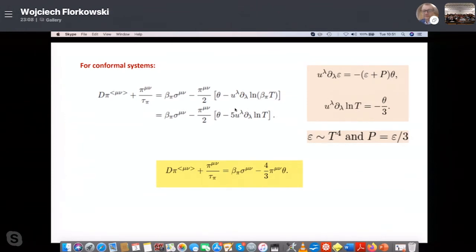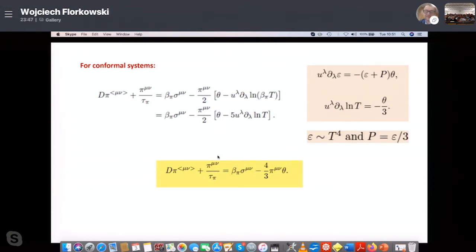What remains are some universal constants which have something to do with the dimension of space-time and so on. So for the conformal system, where the baryon number density is zero, we are left only with the equations which describe the shear stress tensor. And it has this form. There is the convective derivative of pi. The angle brackets mean that we take the part which is symmetric, orthogonal, and traceless.